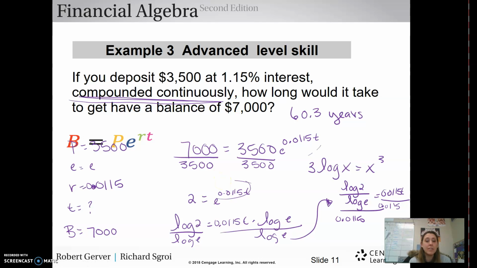All right, so if you have any questions, please ask me in class. Otherwise, you have this. This will help you with 2.9b. That whole worksheet is based on this. So let me know if you have any questions. Otherwise, I'll see you in class.